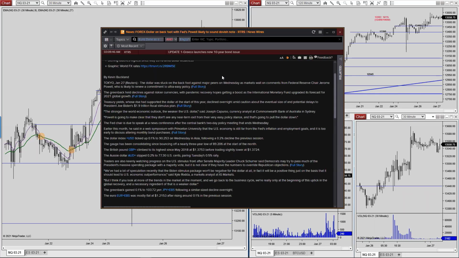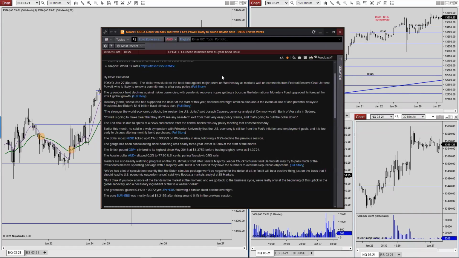The stronger the world economic outlook, the weaker the dollar, said Joseph Capurso. Powell's going to make clear that they don't see any near-term exit from the very ultra-easy policy. That's going to pull the dollar down. Basically, it's all blah, blah, blah. You can put the sucker on automatic pilot for the most part.